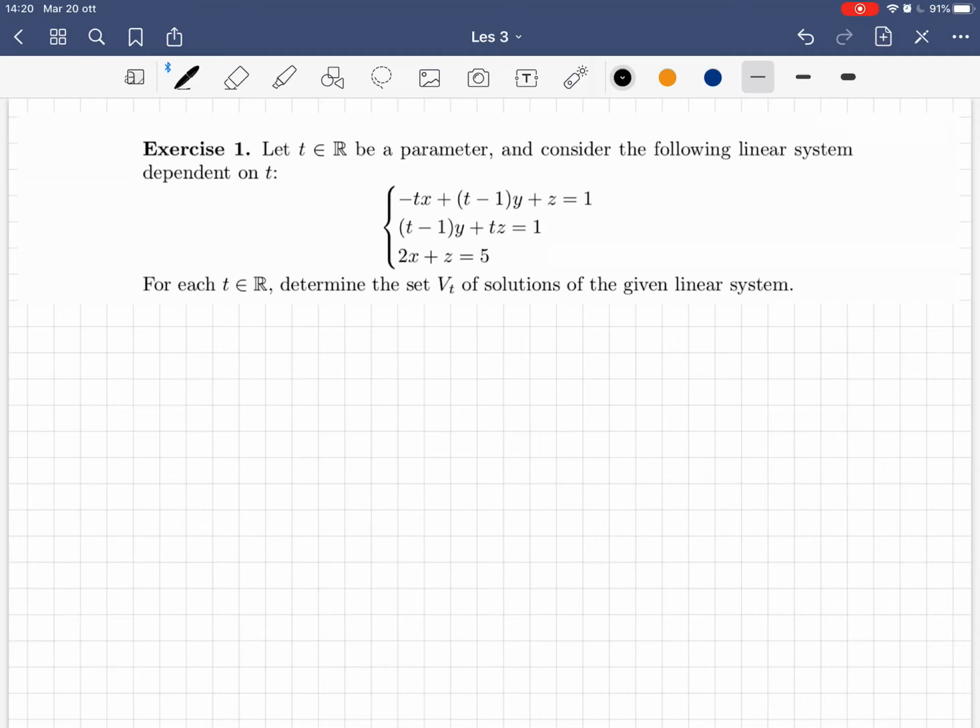So you know that a way of solving this linear system, which also depends on a parameter, so we have to be careful, is by using the Gauss-Jordan elimination. So consider the following matrix obtained from the linear system, which is as follows.